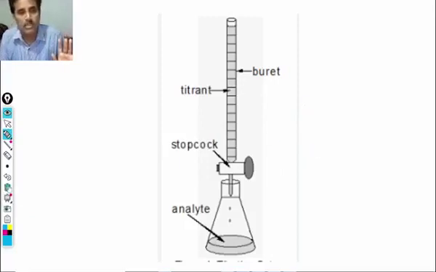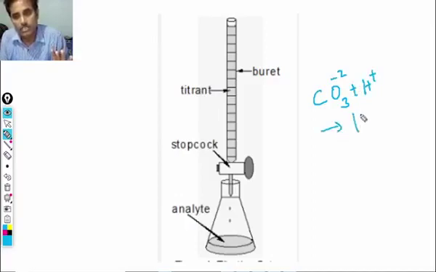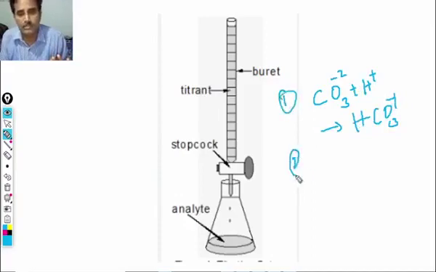Next, if only carbonates are present, what happens? Only 1 mole of H plus ions reacts to give HCO3 minus, which is the first step of the carbonates. There are 2 steps in the estimation of the carbonates. If I use only the phenolphthalein indicator, at the beginning the pink color is there, because phenolphthalein in basic medium exhibits the pink color and in acidic medium it is colorless.